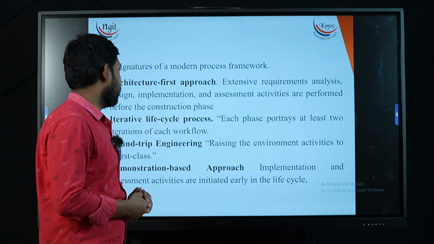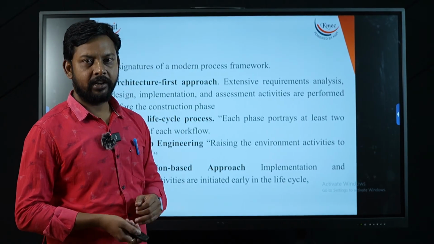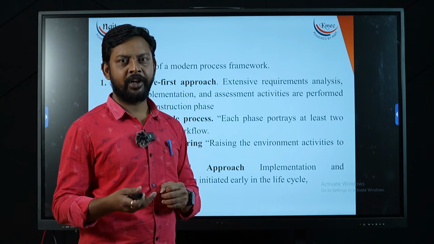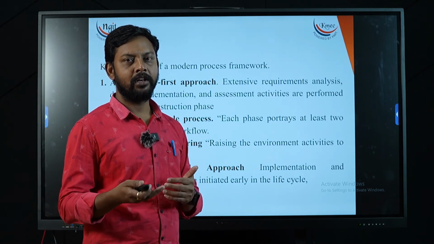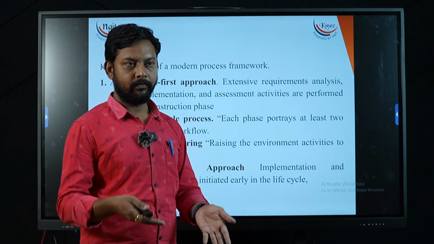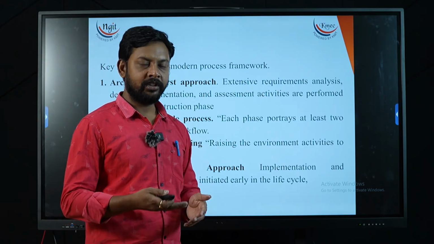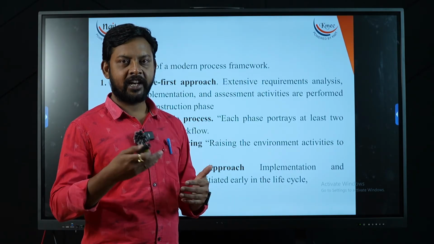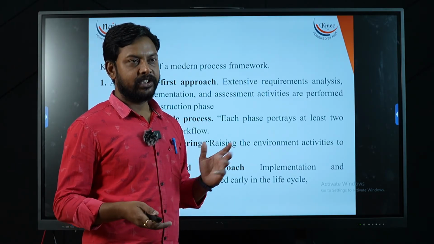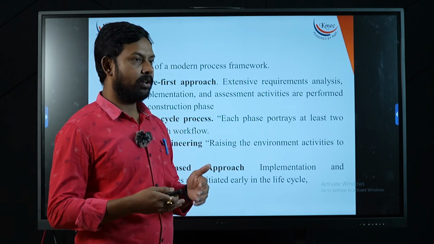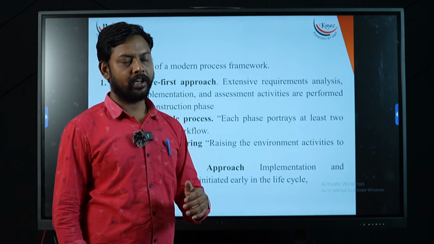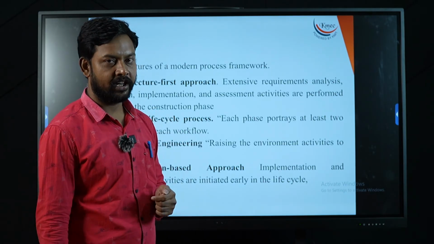Second, you go with your iterative life cycle process. In this iterative life cycle process, every phase is going to be divided into at least 2 or more different iterations. Depending on the phase of your project, these iterations can be reduced to 1 also. So this iterative process majorly portrays how many iterations each and every phase is going to make use of, or how many iterations can be conducted on each and every phase.